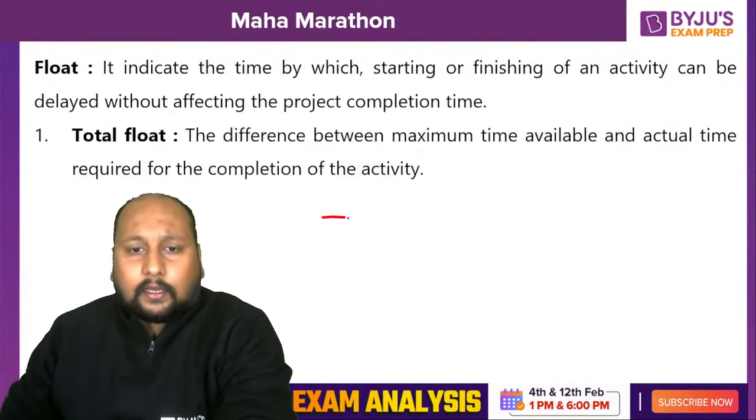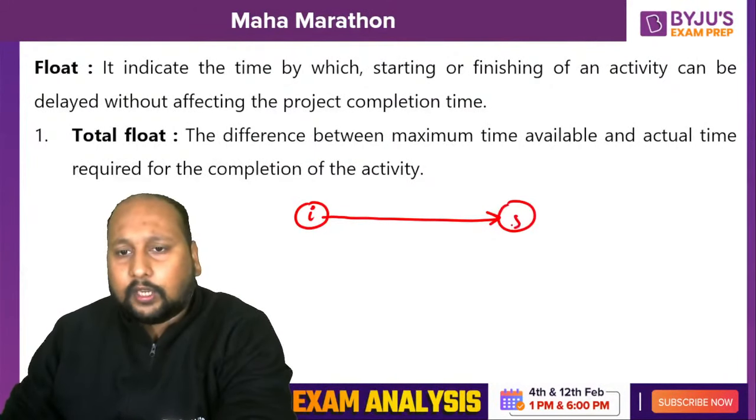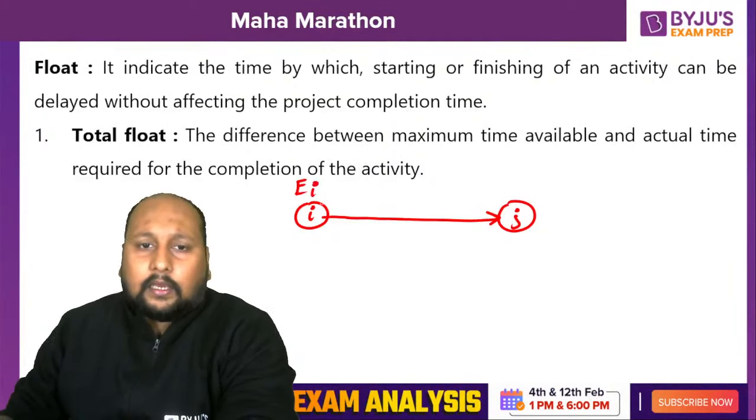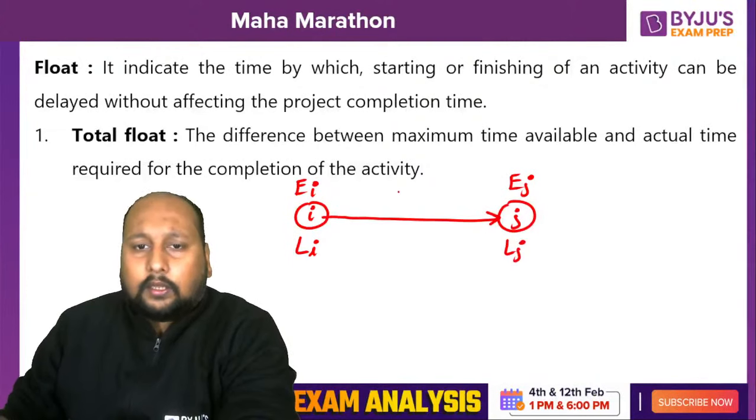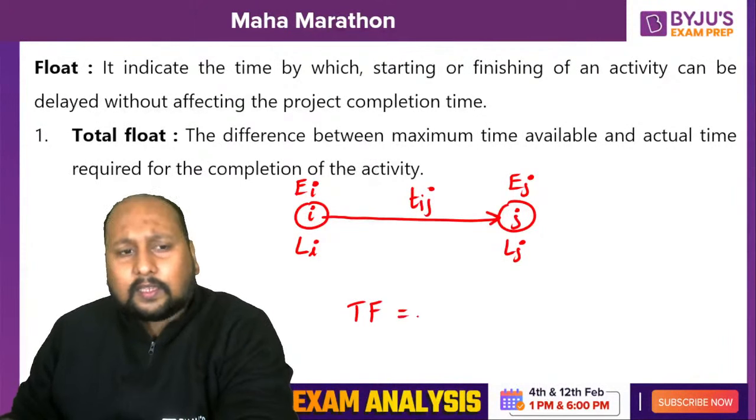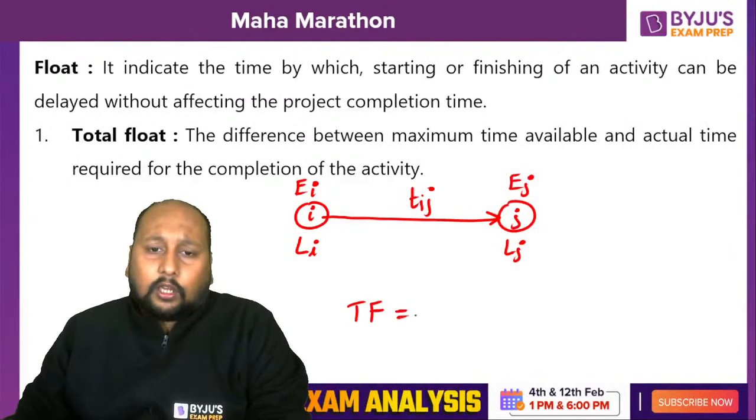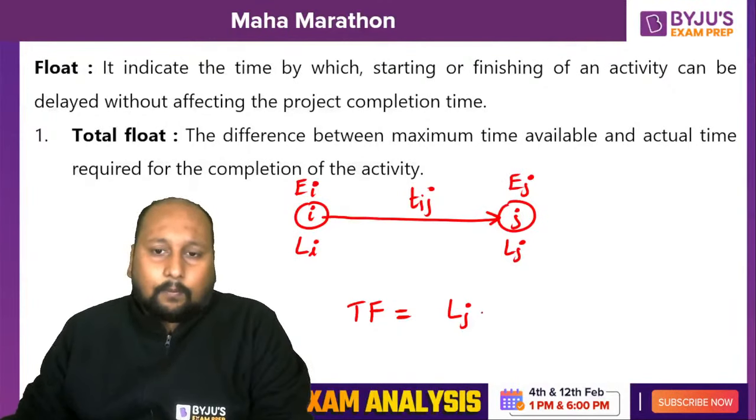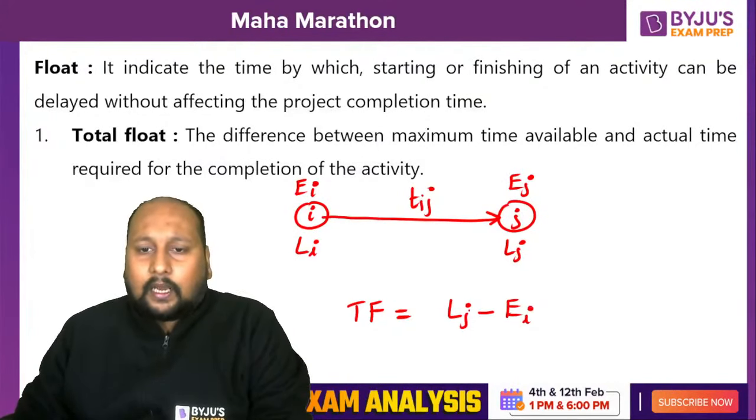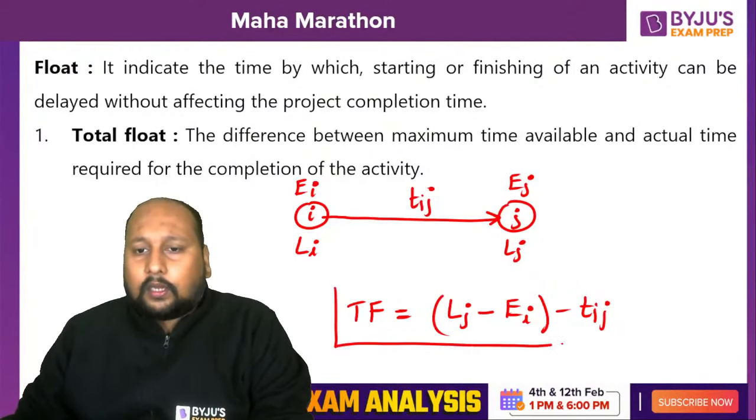Now in a general perspective, if I have nodes I and J, with EI, LI, EJ, LJ, and the duration of completion is Tij, how can we calculate total float? I have always told you a short method to remember the formulation. Total float is nothing but Lj, the latest finish time, minus the earliest start time EI, minus Tij. This will give you the total float.